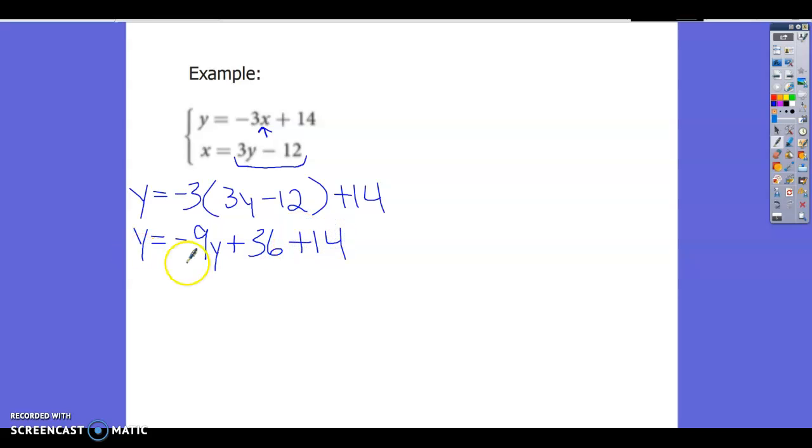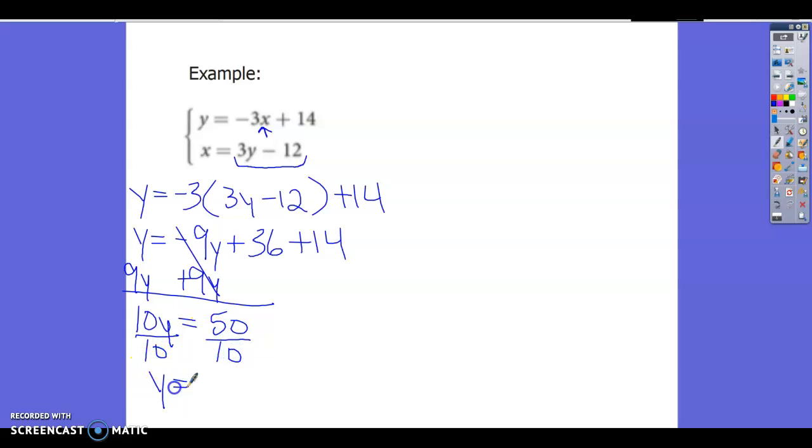Now we're going to combine like terms. Let's add 9y to the other side. This one cancels. 1 plus 9 is 10y. And 36 plus 14, that would be 40, 50. Divide by 10 on both sides, and we solve for y. So we have y.